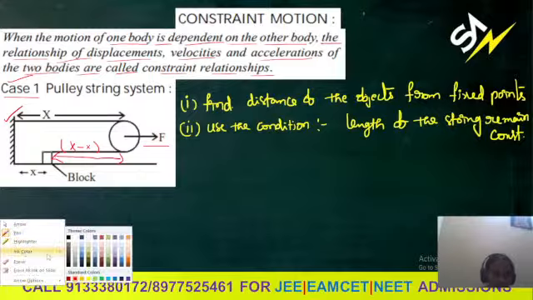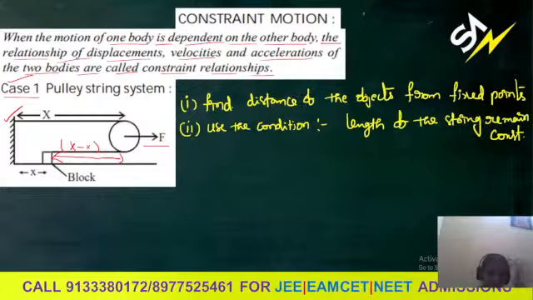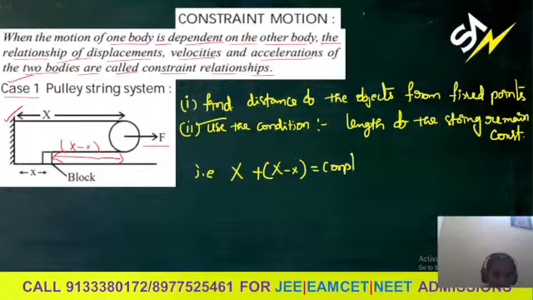So we have given the distance of the objects from the fixed points, and use the condition length of the string remains constant. By using the condition, X plus (x minus X) remains constant, and we can give the constraint relations. After the displacements are given, differentiate that with respect to time. Differentiating displacement with respect to time gives the velocity relation. So this equation becomes 2X minus x, which is a small x, remains constant.